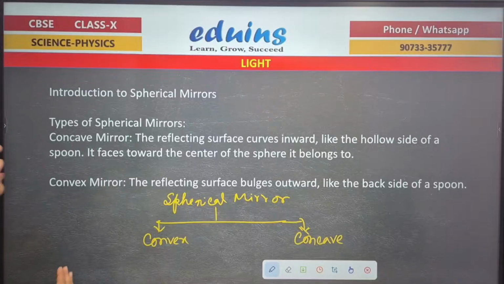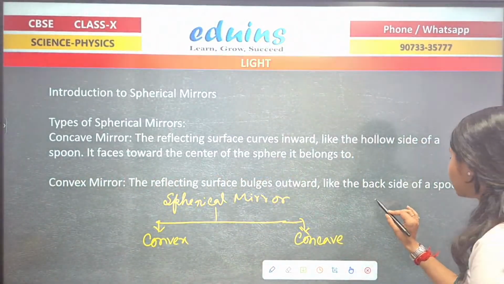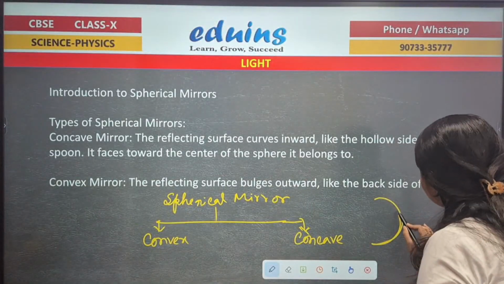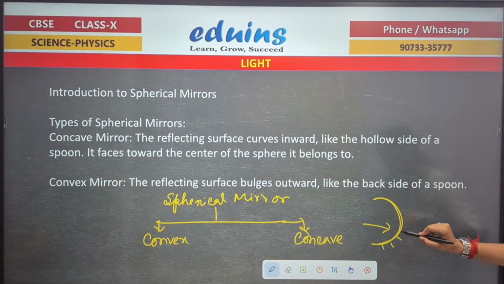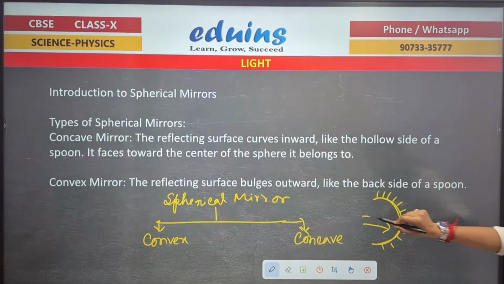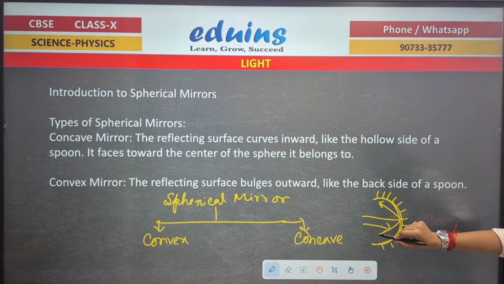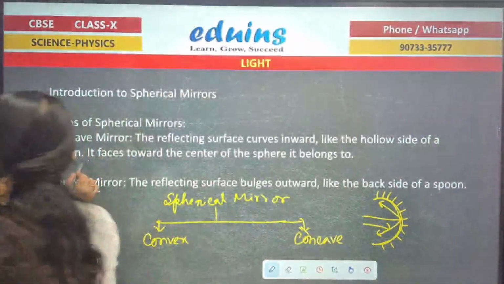The reflecting surface curves inward like the hollow side of a spoon. It faces towards the center of the sphere it belongs to. That means the concave mirror is this type of mirror. The hollow side is inside, and the hollow side is the reflecting side, from where the light is reflected. This is a concave mirror, like the hollow side of a spoon.